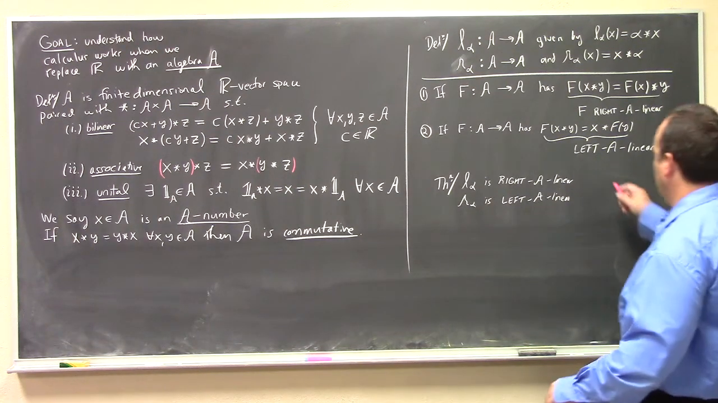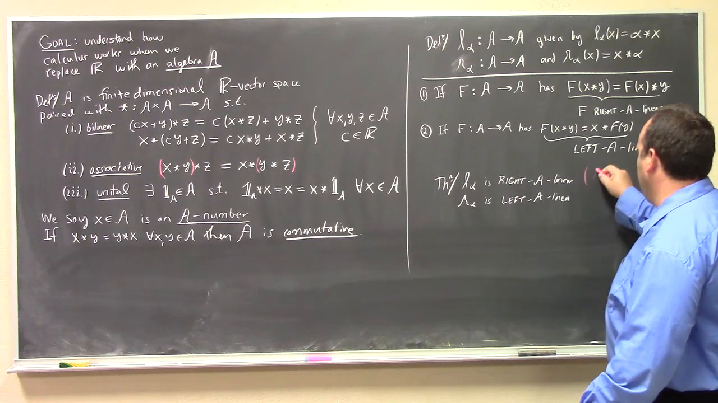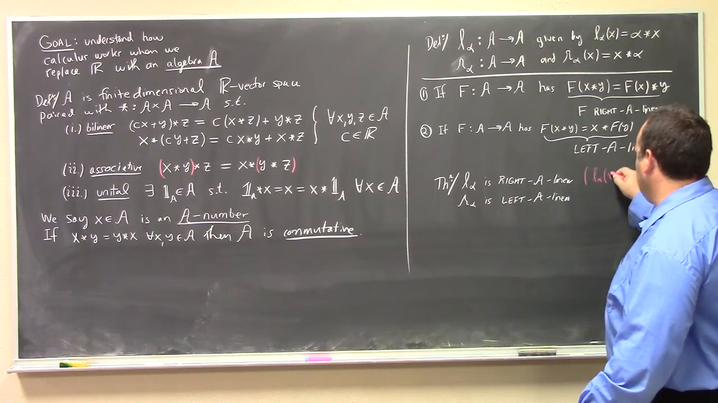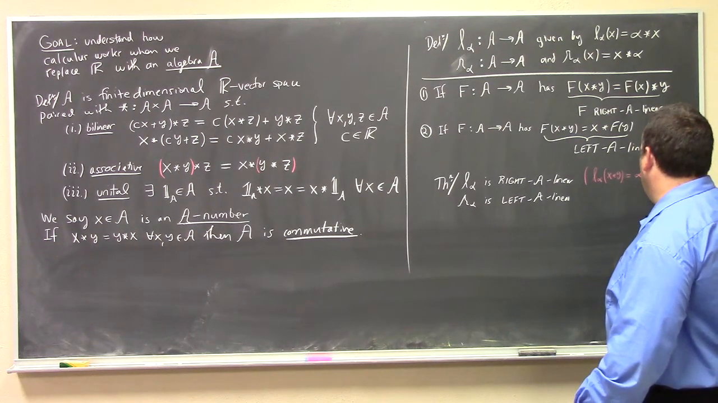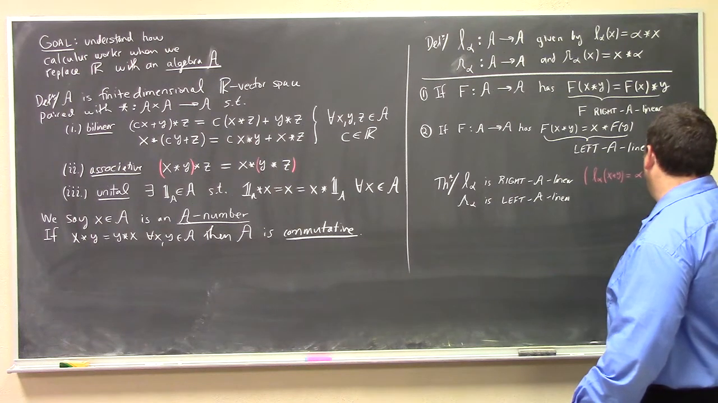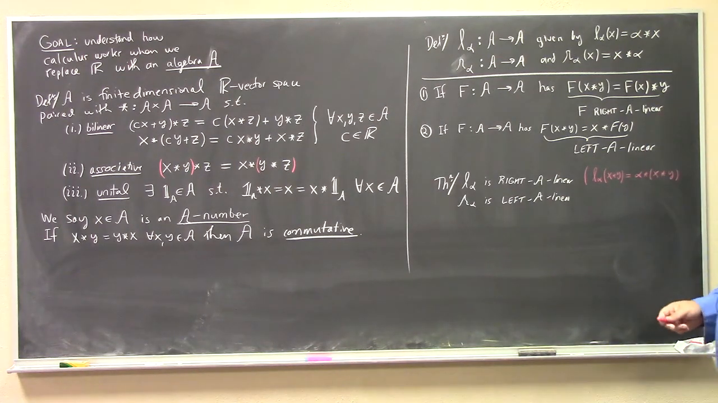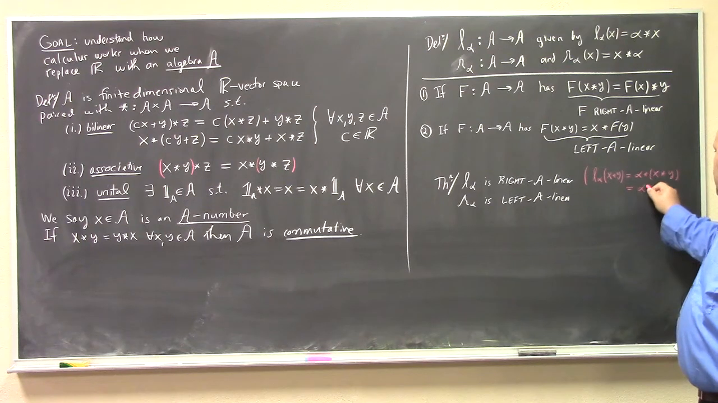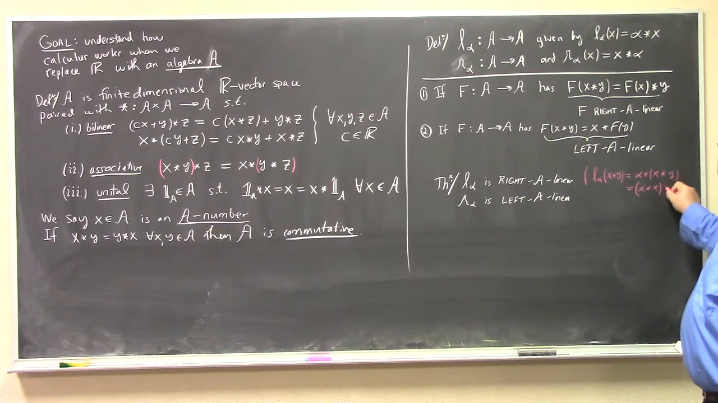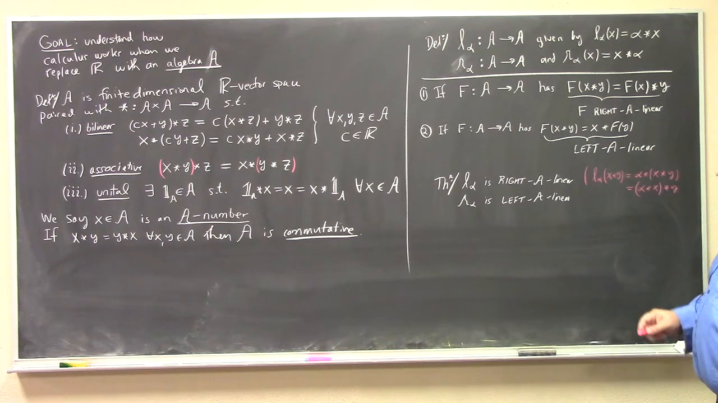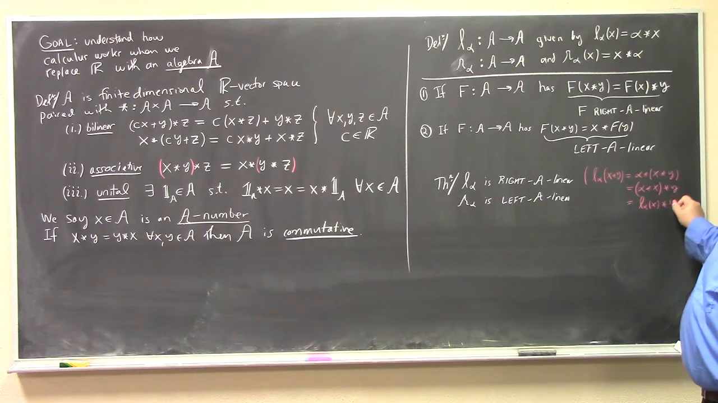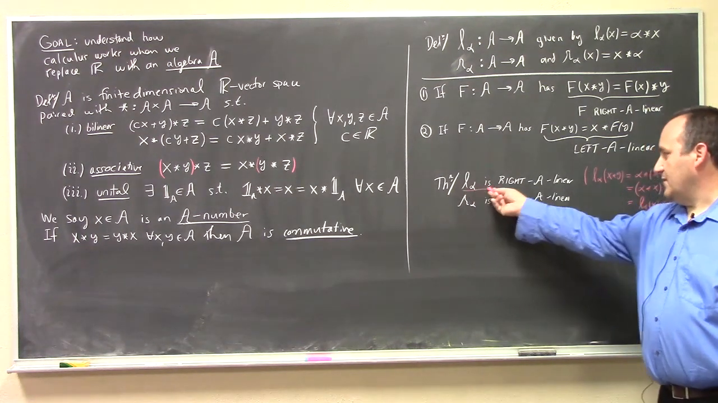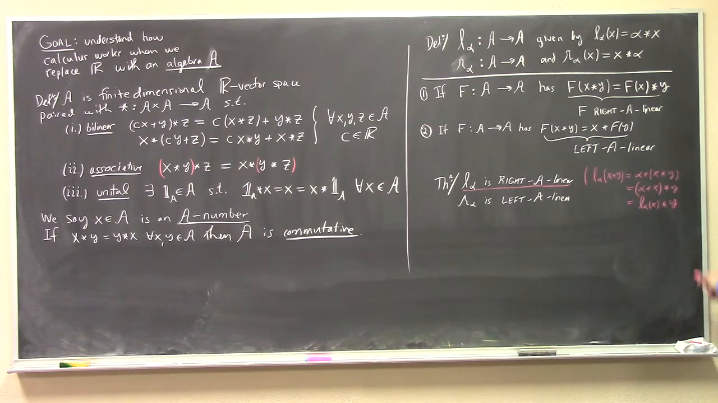Here's the proof. L alpha of x times y is alpha times x times y. But by associativity, this is alpha star x star y, which is L alpha of x star y. So that shows you that the left multiplication by alpha map is, in fact, a right A-linear map.